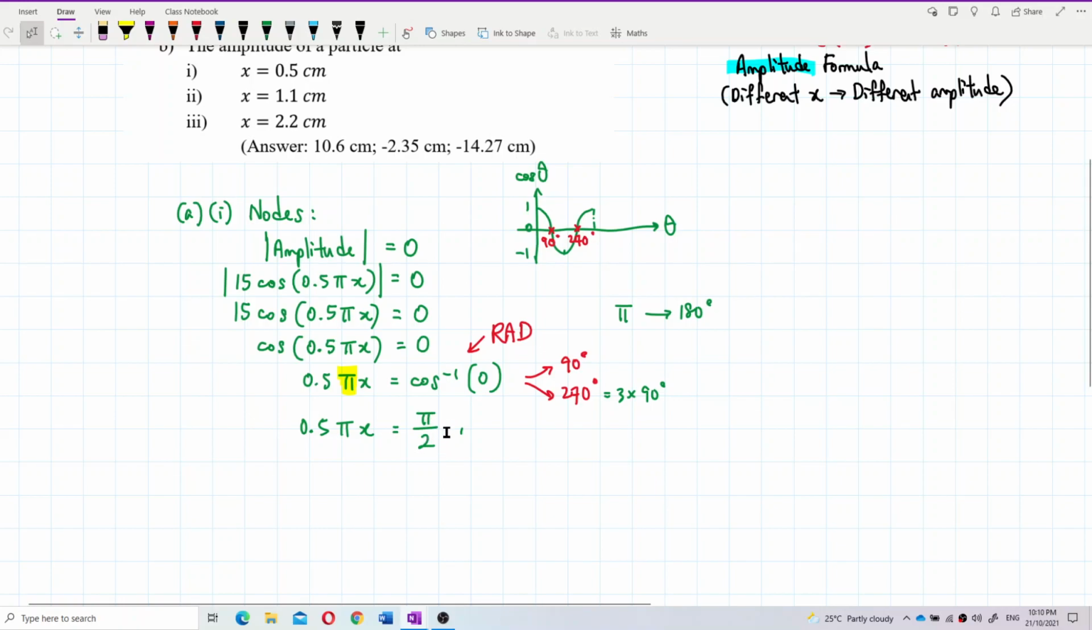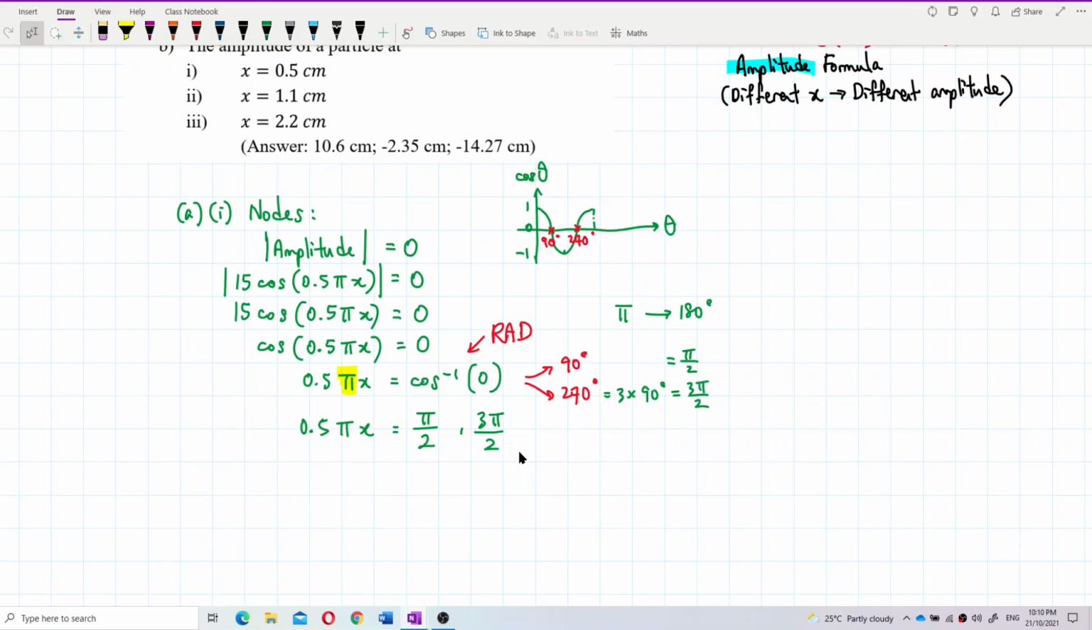Pi over 2 is 90 degrees. Times 3, we get 270, which is equal to 3 pi over 2. This is actually 270 degrees. So from here we know this one is pi over 2, and this one is 3 pi over 2.